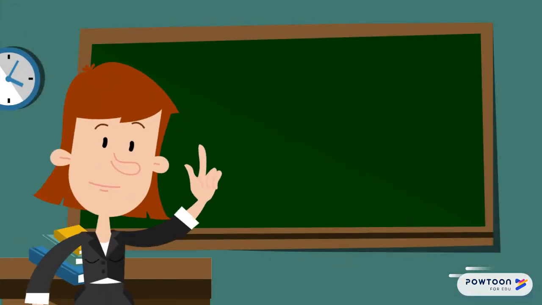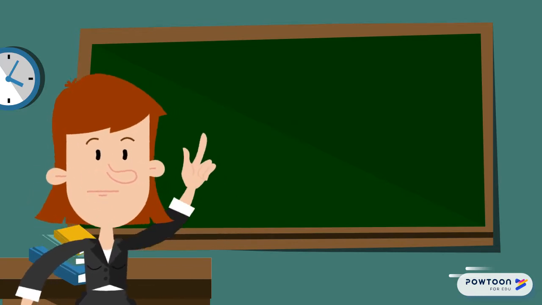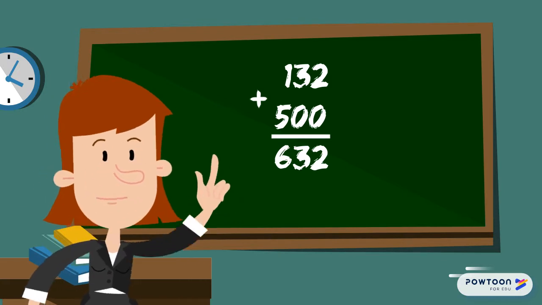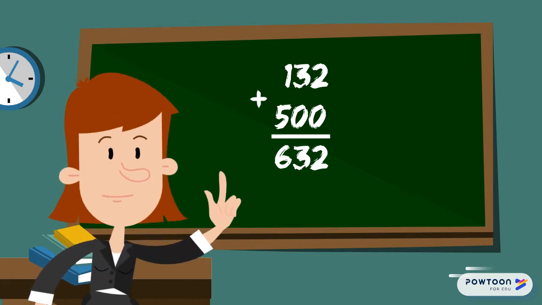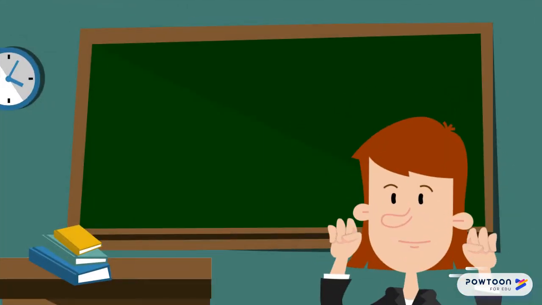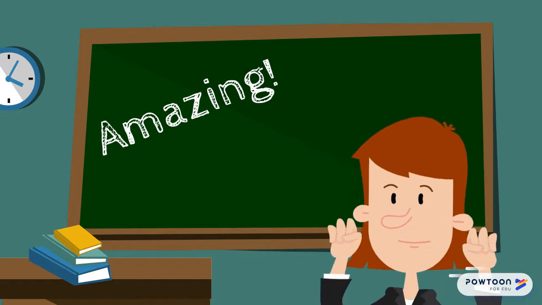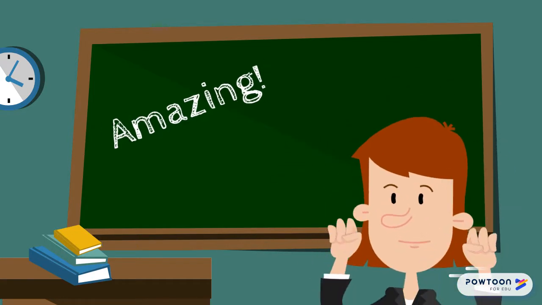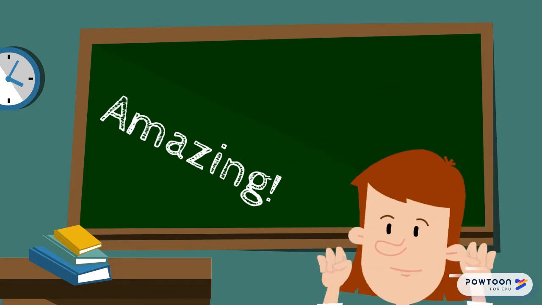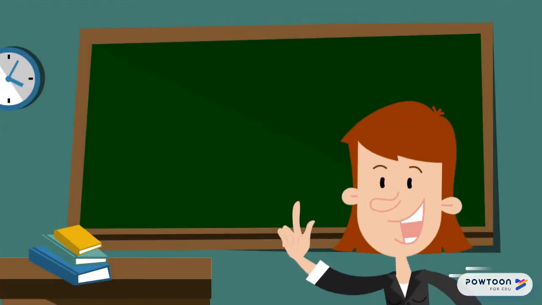By adding the numbers by place value, we came up with the same total. 132 plus 500 equals 632, just like 287 plus 345 equals 632. The only difference is we added simpler numbers. Isn't this method amazing? It makes addition so much easier. I can add any numbers together using this method and not have to worry about carrying. Let's review this method with one more problem.